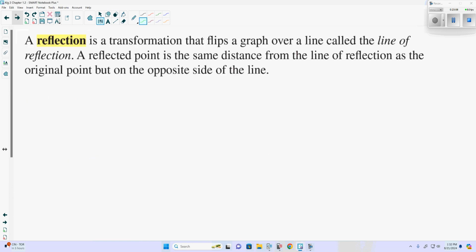Yes? All right. A reflection is a transformation that flips a graph over a line called the line of reflection. A reflected point is the same distance from the line of reflection as the original point, but on the opposite side of the line. So I believe y'all did this in geometry. You had a shape, and you drew a line and then counted and flipped it to the other side. That's all it is.